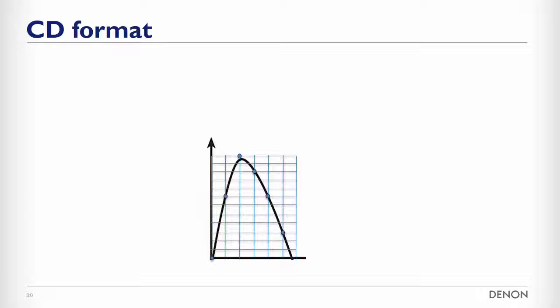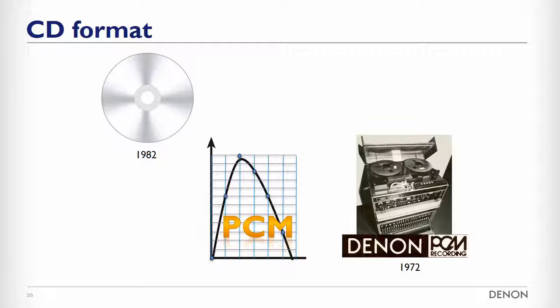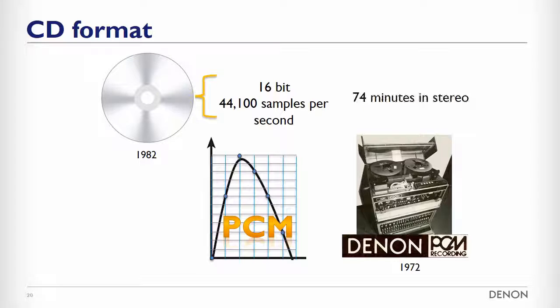There are different ways to digitize an analog audio signal. However, the method described so far is the most popular one. This is called PCM, and it was invented during the development of the compact disc. Denon actually developed this technology way back in 1972 in a professional recorder, 10 years before the CD was introduced. CDs also use the PCM format, using a sample rate of 44.1 kHz and 16 bits per sample. Using these specifications, a CD can store up to 74 minutes of stereo music.